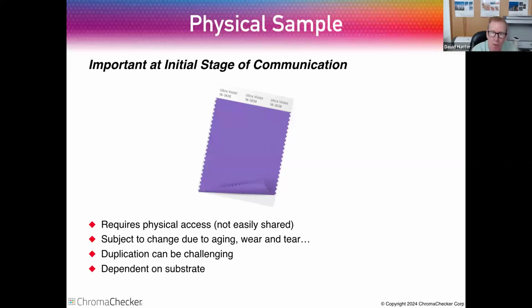Now, traditionally, we've used physical samples from swatch books or fan books to look at colors and try to communicate the color that I'm wanting. And when we're dealing with a physical sample, there's a lot of variables that come into it. Not only are they subject to wear and tear and aging, but duplicating the sample over time can be quite challenging, and it's very dependent on the substrate. So if the sample you have is on a certain substrate that you can't get for your fabric printer, it's going to be really hard to reproduce that color.